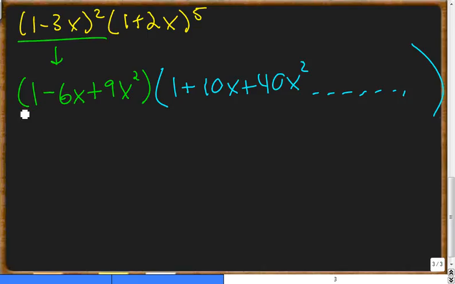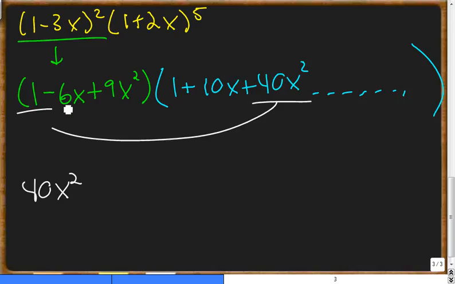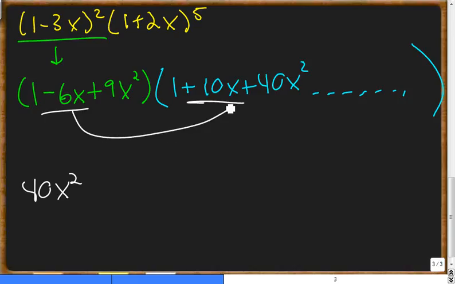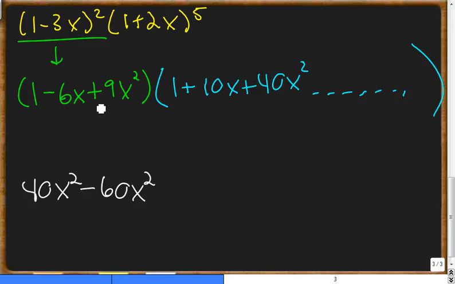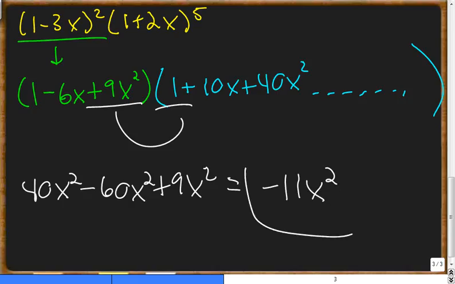If we're looking at our x squared term, this 1 will multiply by this 40, so we'll get 40x squared. We'll have a negative 6x times 10x, which will make negative 60x squared. And then we'll finally have plus 9x squared from here. All together, this should make a negative 11x squared. So we have a negative 11 for this coefficient.